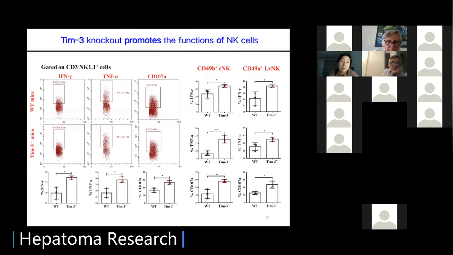So what's the function of TIM3 in these tissue-resident NK cells? We prepared the TIM3 knockout mouse. As shown here, when you knock out TIM3, the NK cell function is decreased, both for the CNK cells and the liver resident NK cells.